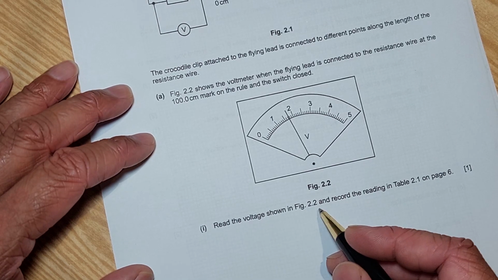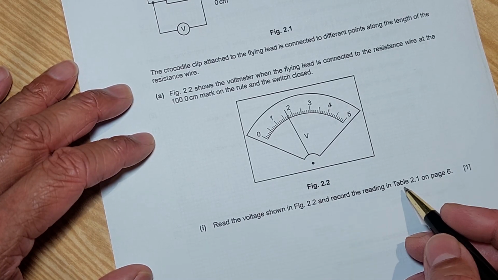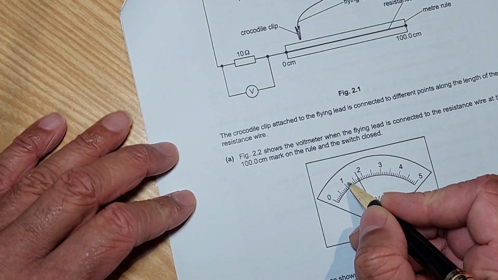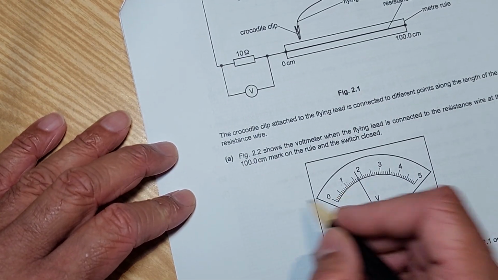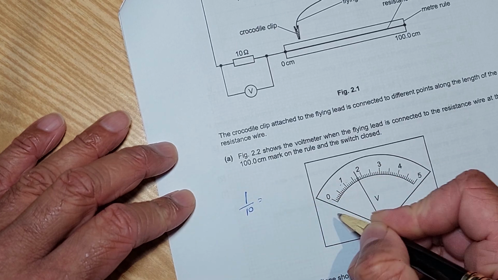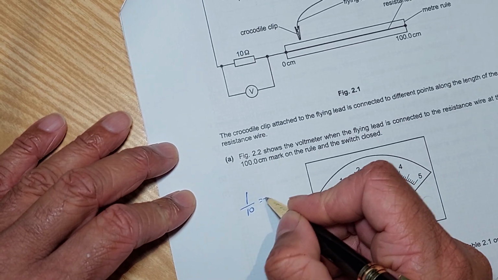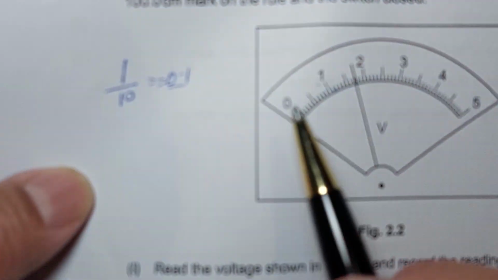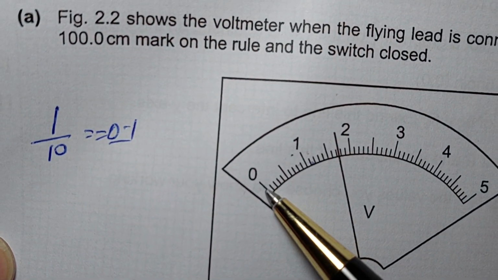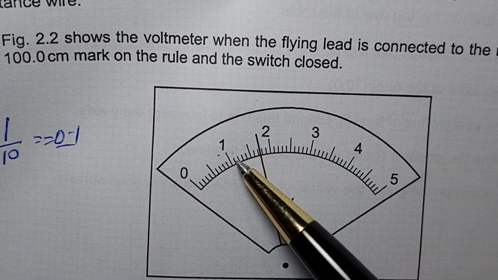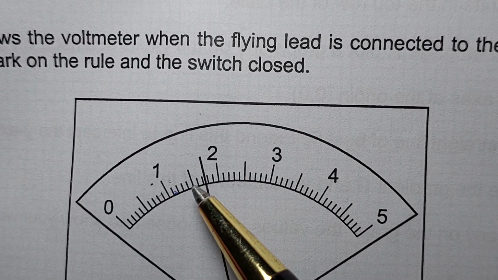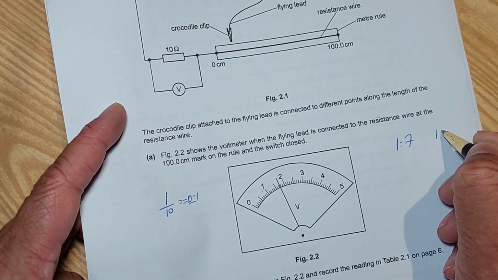Read the voltage shown on figure 2.2 and record the reading on table 2.1 on page 6. What you're going to do is, we know this is 0 and 1, right? So that means if you divide 1 over 10, because there are 10 divisions between that, we get 0.1. That means every single small division from here to here is 0.1. But this one over here is very clearly between 1.7 and 1.8.